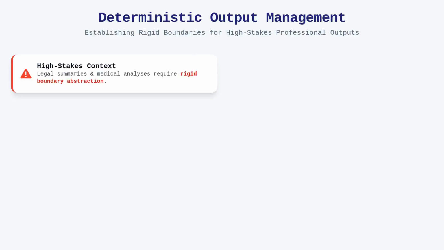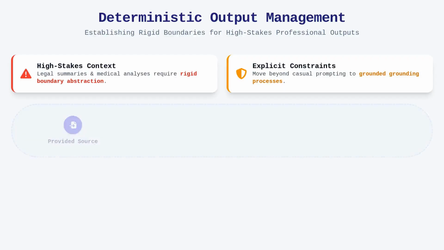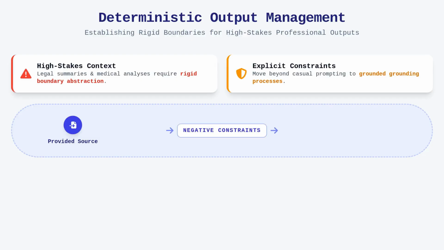When dealing with high-stakes professional outputs, such as legal summaries or medical analyses, the abstraction of boundaries becomes even more rigid. You cannot simply trust the model to know what information is sensitive or secondary unless you build explicit constraints into the grounding process. You must clearly state the negative constraints, such as explicitly forbidding the model from relying on external training data when answering questions about the provided source. This creates a closed loop where the provided context acts as the only acceptable input, effectively transforming the model into a specialized engine that operates exclusively within the parameters you have defined.